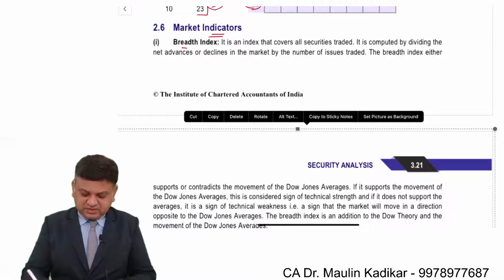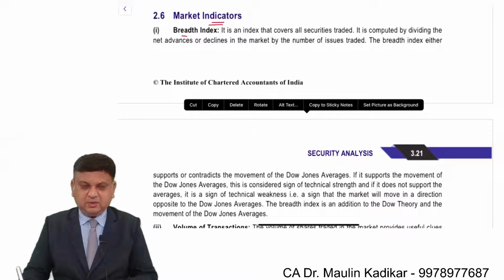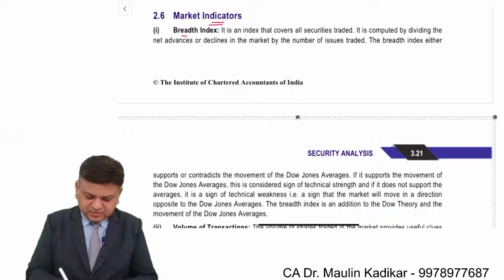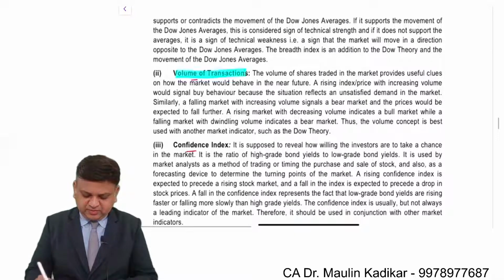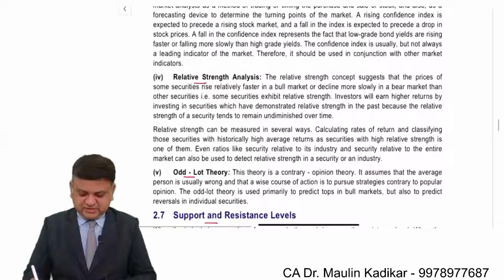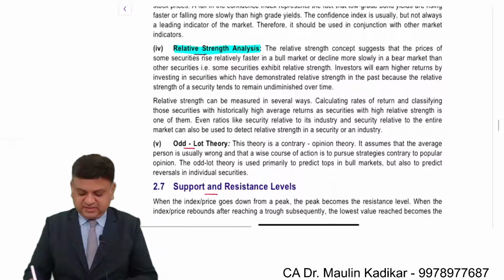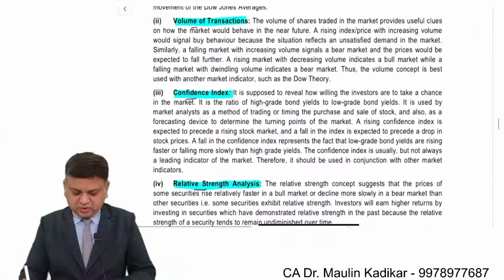Market indicators. In that, a total of 5 indicators are there. The first one is called breadth index. The second is volume of transactions. The third one is confidence index. The last one is relative strength analysis. And the next is odd lot theory.